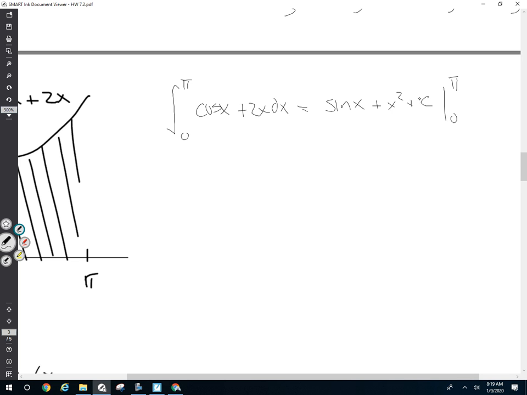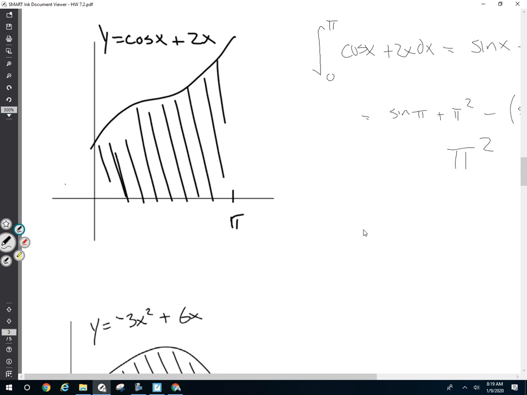Here's the antiderivative with the plus c. When I do the change, the c will go away. I'll get sine pi plus pi squared minus sine of 0 plus 0 squared. This ends up being pi squared. Okay, pretty cool that this area is pi squared.